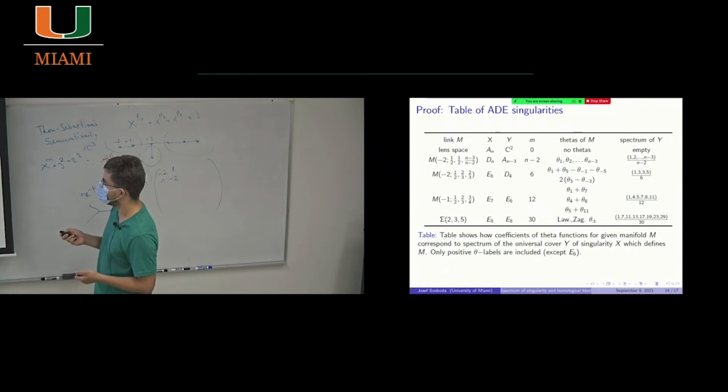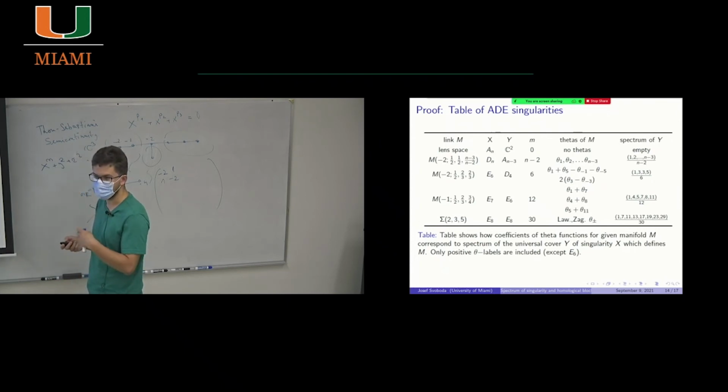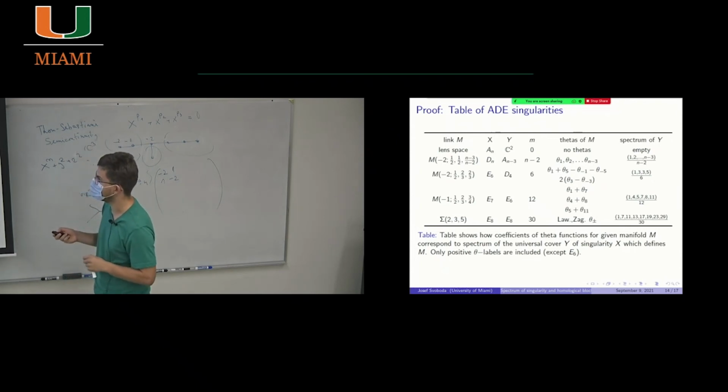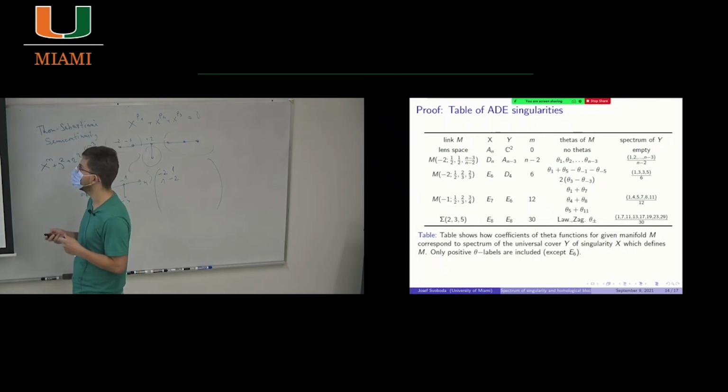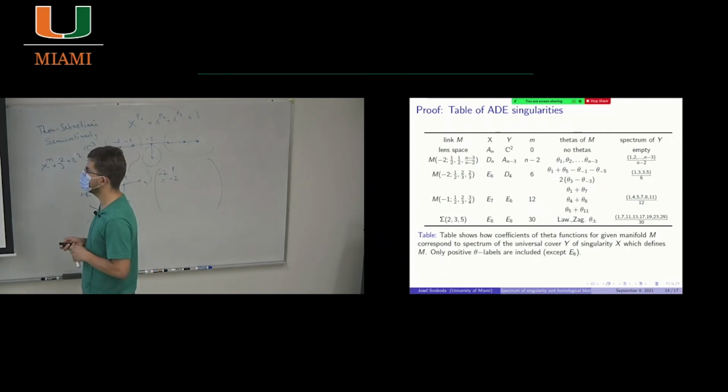So the important point is that there are no theta functions, and this nicely corresponds to the fact that if you do the covering of AN, you get just C2, and C2 has no singular points here, because this is just a cyclic quotient of C2 basically, and a cyclic group is abelian. So the Steenbrink spectrum is empty. Okay, so this is the first example.